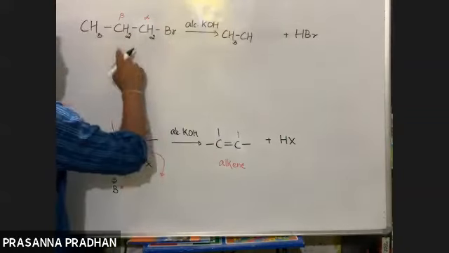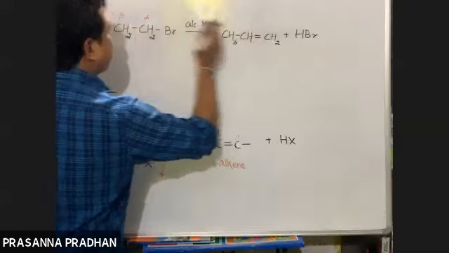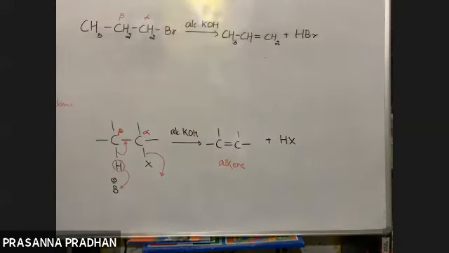So one hydrogen was lost from here, but we get propene like this. 1-bromopropane to propene. So alkyl halide to alkenes like this. Okay, you can easily do it.